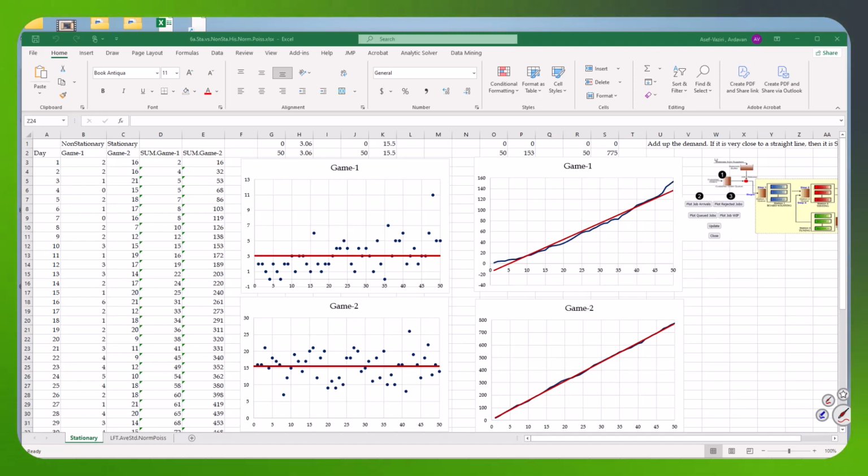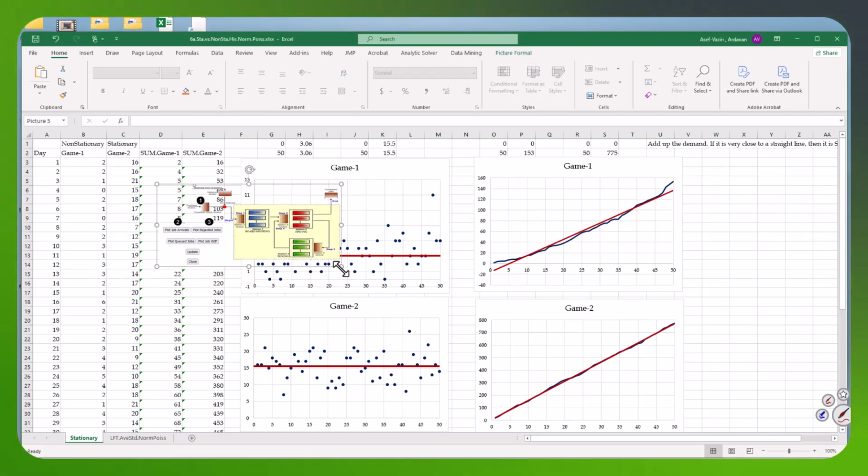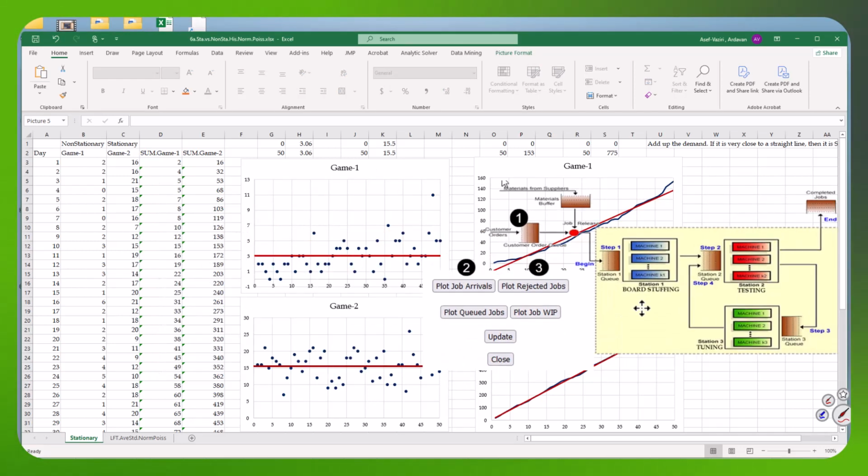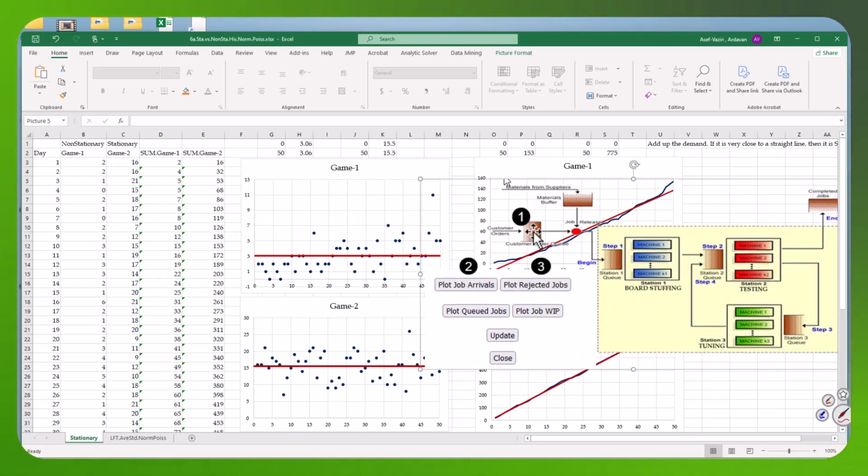Today I talk about very basic tools for forecasting in LittleField Technology games. Here is the game interface. We can go to customer orders, click on it. When we click, this menu comes up.